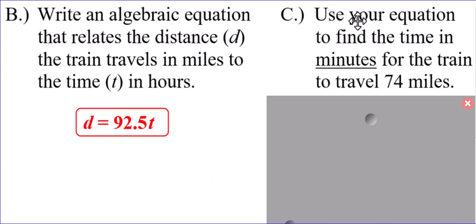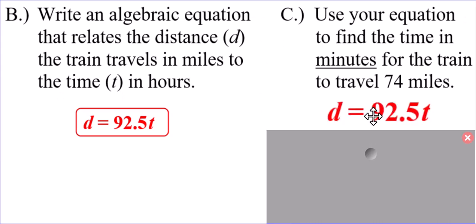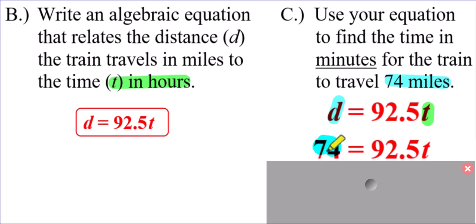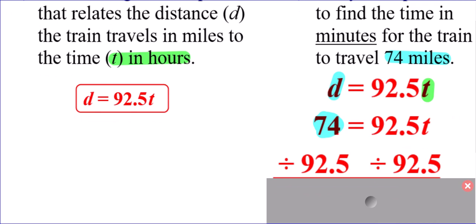Finally, part C, use your equation. So let's use it. Let's write it down. To find the time in minutes. Oh, tricky. Did you realize that the time so far has been in hours? Well, now they want you to find the time in minutes. Well, first things first, T will stay the unknown. 74 miles is the distance. So that's why D gets replaced with 74. So we're going to have to divide by 92.5 to get the T by itself.